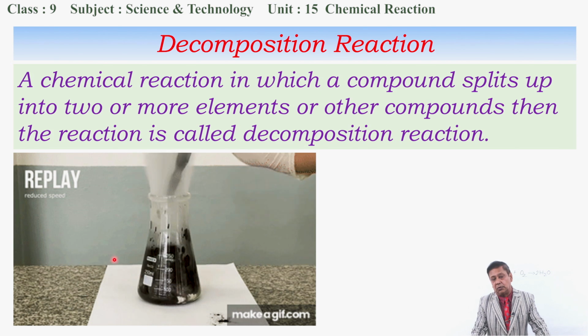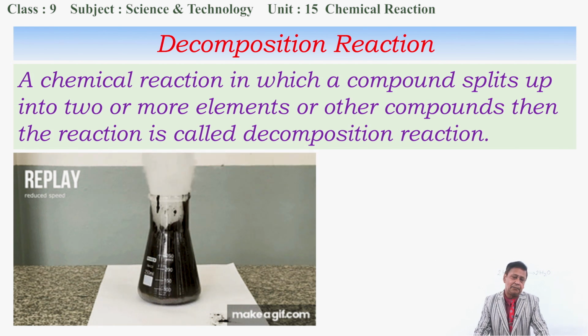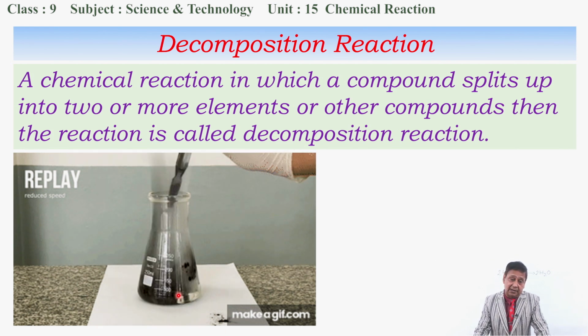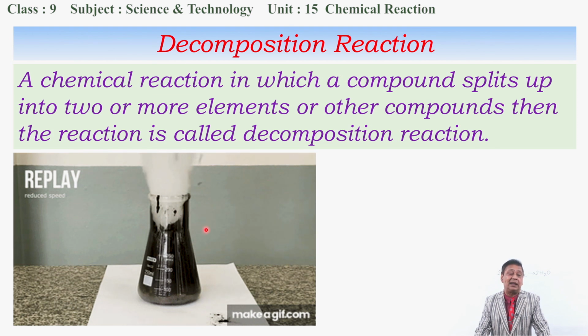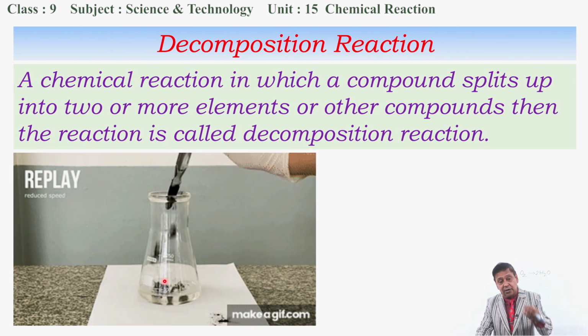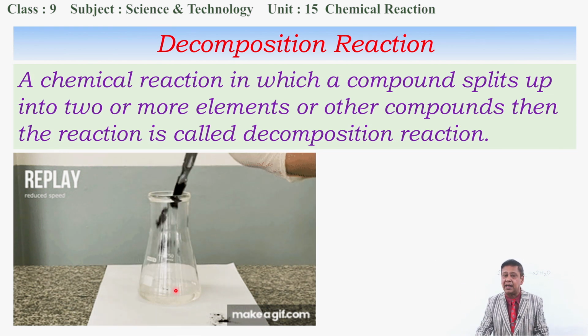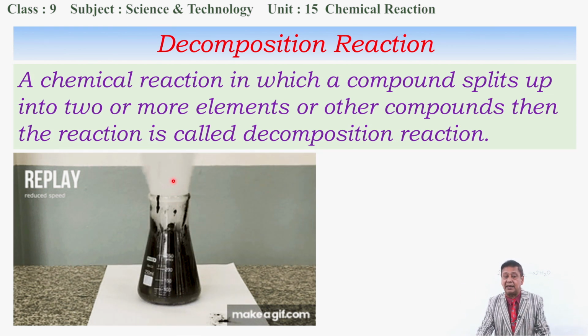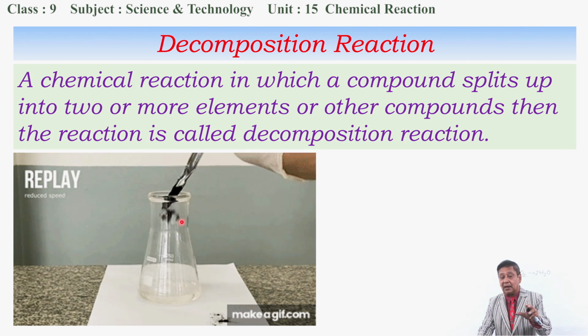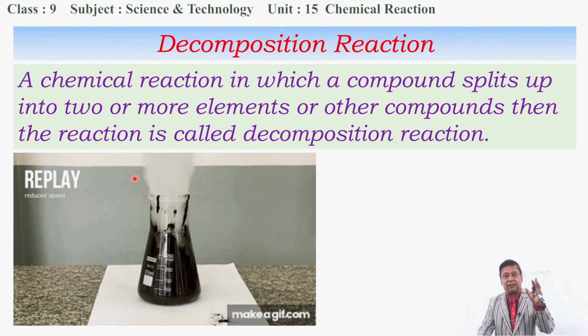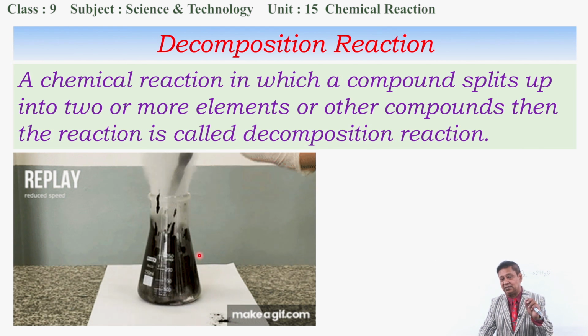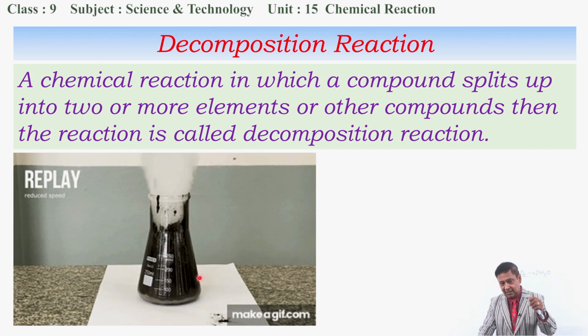This is one of the decomposition reactions. What is taken here? Hydrogen peroxide is taken and manganese dioxide is added to it. And hydrogen peroxide decomposes to form water and oxygen gas. Because of that oxygen gas, it appears something is coming out from this conical flask. Actually, manganese dioxide helps to dissociate hydrogen peroxide into water and oxygen. It can be seen very nicely in this video clip.